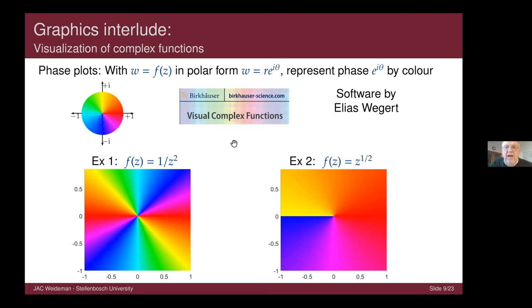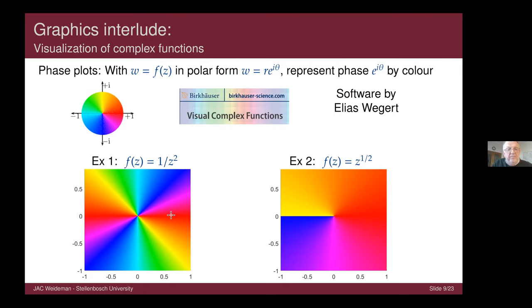We'll be using phase plots, and I'm sure all of you are familiar with this, but let me explain it very quickly. I'm using the very nice software of Elias Vega to plot these phases, and that is, we simply color code the theta in the phase e to the i theta. So the red corresponds to theta equal to zero, the cyan corresponds to theta equal to pi, etc. The picture we see over here on the left is just the identity function, w equals z. So we see the zero is at the origin, that's where all the colors meet, and then we run once around all the colors. And so you can easily tell, for example, if you have a zero of multiplicity two, the colors will simply go around twice. Each color will appear twice.